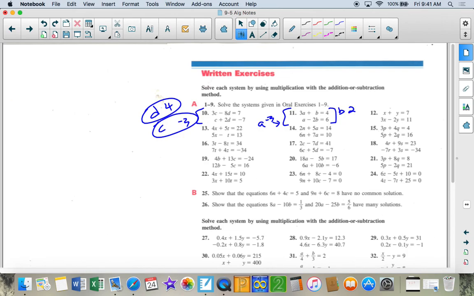Where's a good one? Here's a good one right here, 22. Sometimes we're going to have to multiply both equations. So in 22, if I'm going to get rid of my x's, I'm going to multiply the top by 3 and the bottom by negative 4. So some of these equations you're going to have to multiply both equations. In 10, 11, and 12 and a number of the earlier ones, you only have to multiply one of the equations. So you have to be careful, look for a common multiple.